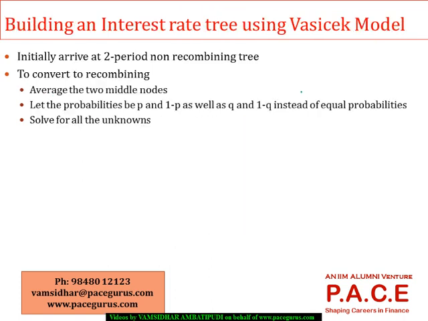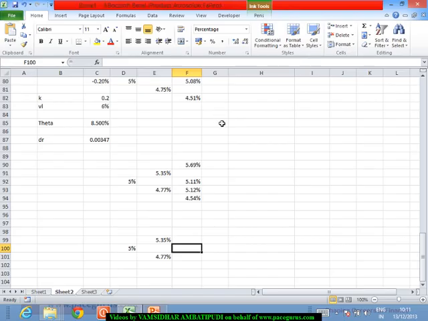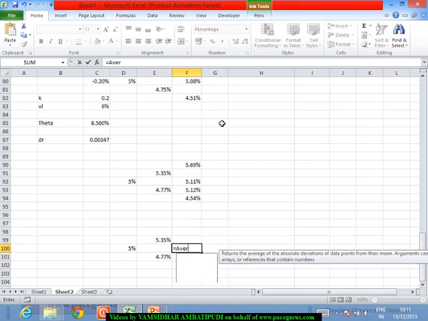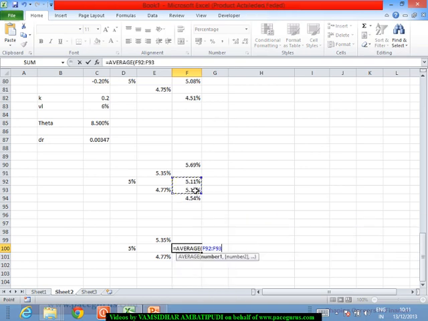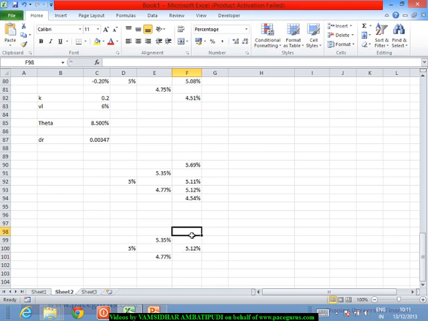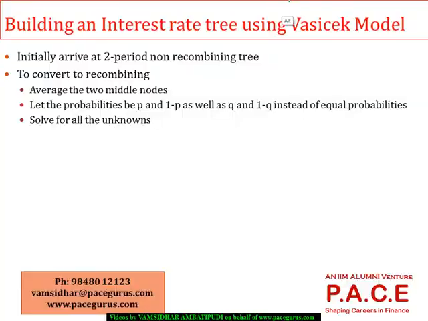Now in case there is a non-recombining kind of a tree, the first process that is suggested is you do the average of the middle values. For every node you have to do this exercise. You do the average of the two middle values, which will leave you now with some other x here and some other y here, right? Whatever is the interest rate of up movement and the interest rate of down movement, these are two different values. And now that you have changed this, even the probability of up and down movement may not be 50-50. You may end up with the probability of up movement as P and the probability of down movement as 1 minus P.